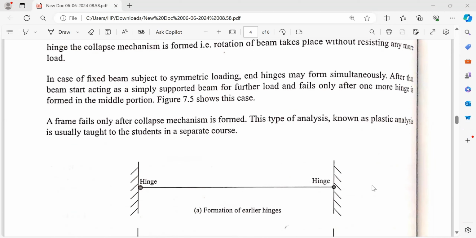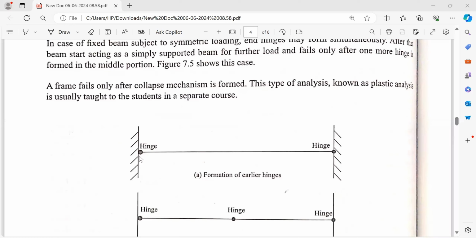If we consider a fixed beam subjected to vertical loads, the degree of indeterminacy of this one is 2. Two reactions at one fixed end, another two reactions at the other fixed end. So total 4 and available equations are 2. So 2 is the degree of indeterminacy of this fixed beam.